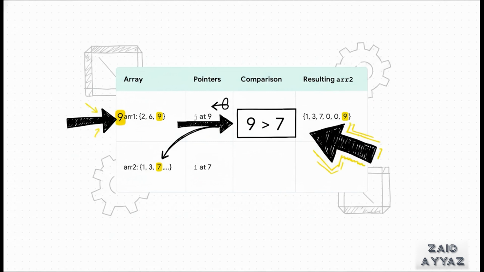One pointer is at the end of our first array, pointing at the 9. Another is at the last actual number in our second array, pointing at the 7. We compare them. Which one's bigger? 9 is. So we place the 9 in the very last empty slot of that big array. Then we just move the pointer for the first array one step to the left.